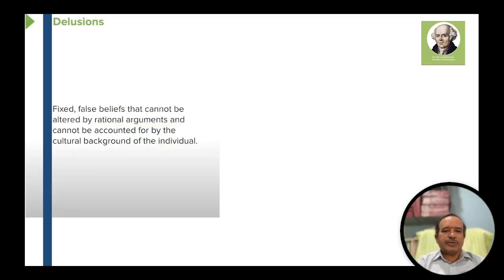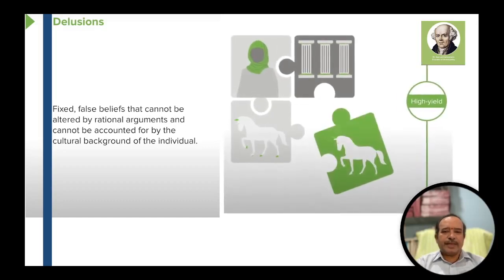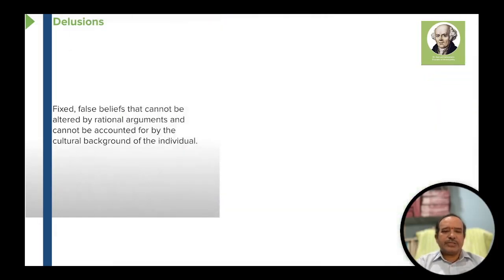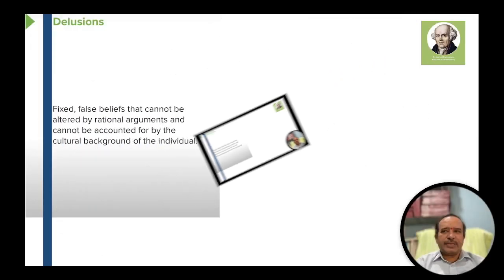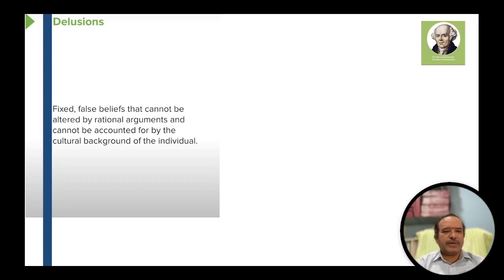Coming to the delusions, it is a fixed false belief that cannot be altered by rational arguments and cannot be accounted for by the cultural background of the individual. So delusion is nothing but a false belief. They believe that it is there. They believe that they have seen something. They believe that someone is behind them. So this is all belief in their thought process.